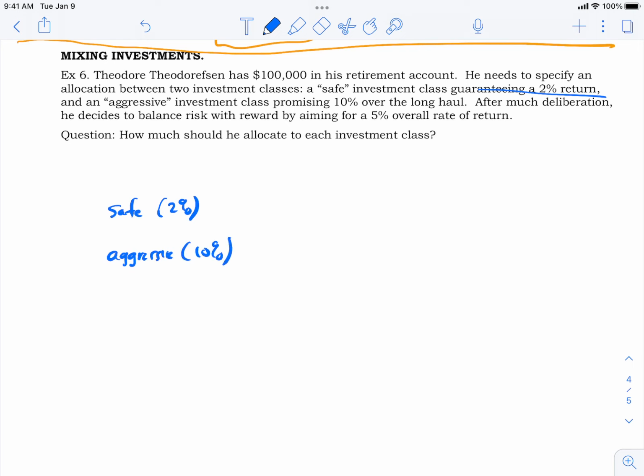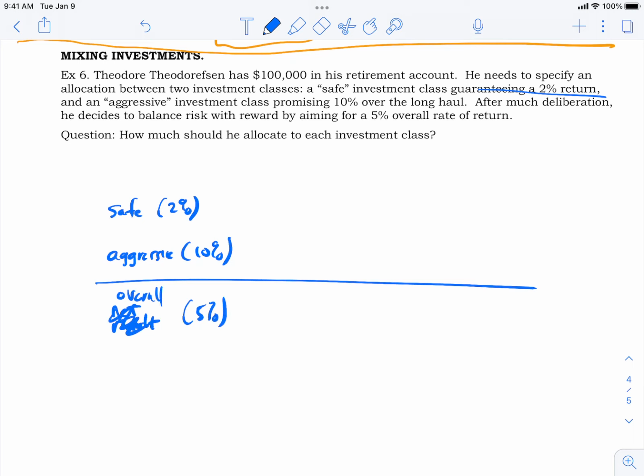And then we're going to have the so-called bottom line. What do you want to call this? The net result or something? Whatever you want to call it. But we're trying to get a 5%. I know what I should call this, the overall. We're trying to get a 5% return overall. There's our table. Those are the three things we're keeping track of. The safe investment, the aggressive investment, and the overall results.